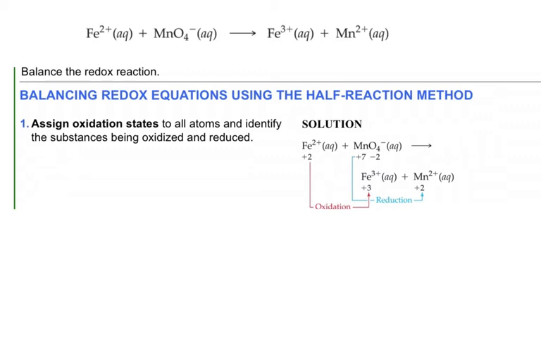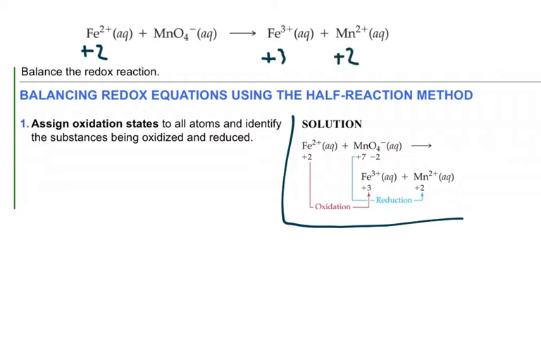And step number 1 is to assign oxidation states. Now the solutions are listed here. I'm going to show you how this was done. If you recall from a prior video, for monoatomic ions, their oxidation states are equal to their charge. So that iron is +2, this one's +3, manganese is +2. I'm equaling it to their charges.